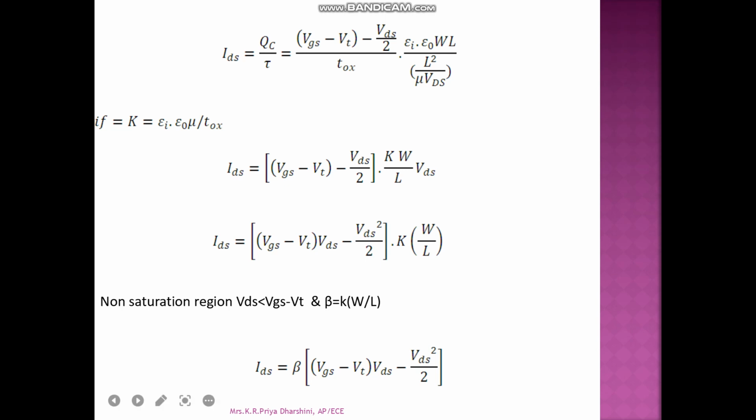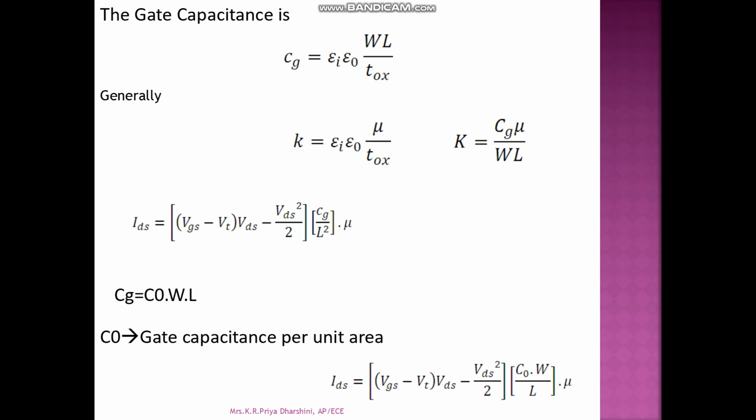This K into W divided by L can be written as beta, as usual. So for the gate capacitance, it can be written as Cg, which is equal to epsilon_I epsilon_naught WL divided by T_naught_X. So it can be replaced as Cg divided by L square into mu. Cg also can be written as C_naught W into L, where L is the length and C_naught is the gate capacitance per unit area. For IDS, it is equal to (VGS minus VT) into VDS minus VDS square divided by 2, and for this it can be written as C_naught W divided by L into mu.